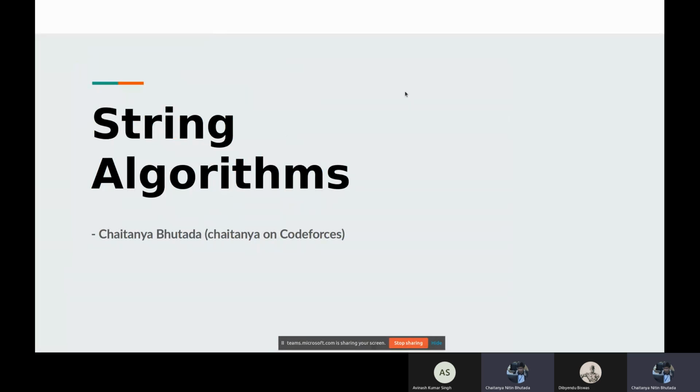So, okay, a second. Today we will look into string hashing, KMP, and the Z algorithm. All three are basic string algorithms, which are mostly relevant to competitive programming.